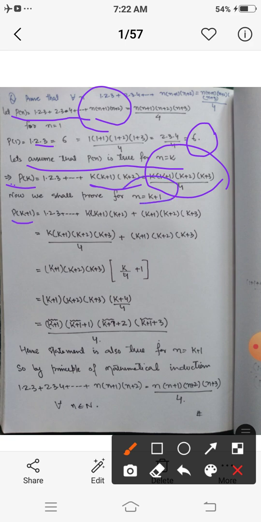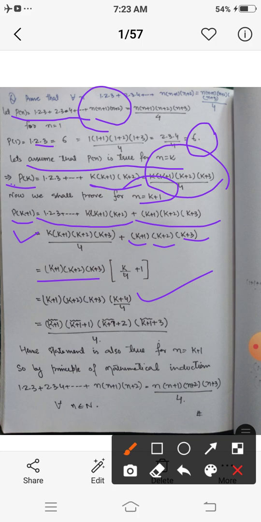Now P of k plus 1 becomes this. Now the last term of this P of k plus 1 is here k plus 1 into k plus 2 into k plus 3. But by assumption this sum is simply k into k plus 1, k plus 2, k plus 3 upon 4. And the last term is k plus 1 into k plus 2 into k plus 3. Now taking k plus 1, k plus 2, k plus 3 common, it is simply k upon 4 plus 1, or k plus 4 in the bracket upon 4.